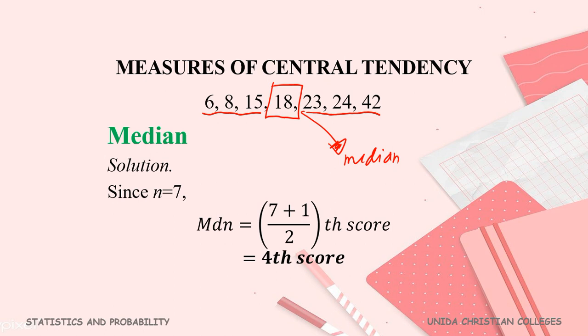Okay, ngayon, pwede mo din siyang gamitan ng formula. We have here n plus 1 divided by 2. So, our n is 7. 7 plus 1, which is 8. Ayan, divided by 2, we have yung pang fourth score daw. Ano ba yung pang fourth score? Count natin. 1, 2, 3, 4, which is also 18. Okay? And that will be your median.